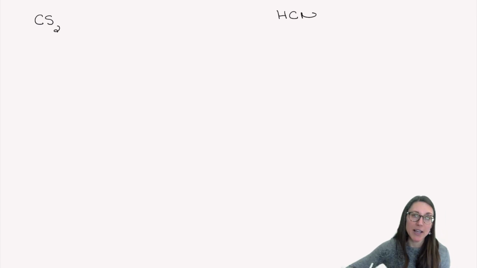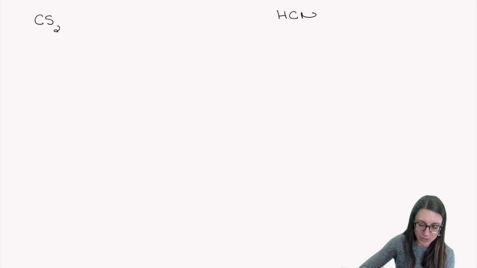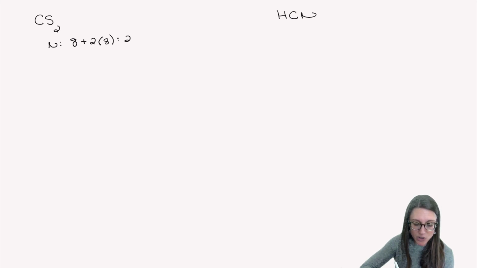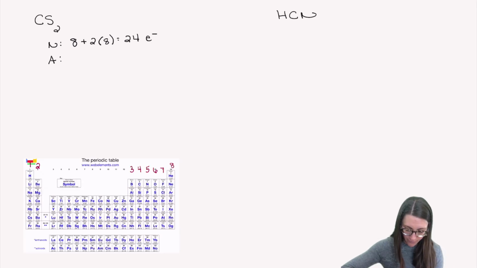Okay, let's look at CS2 and HCN. For CS2, when I get ready to start nabbing things, needed: carbon needs 8. I have 2 sulfurs that each need 8. This is 24 electrons needed. Available: carbon is in the 4th group, or has 4 valence electrons.